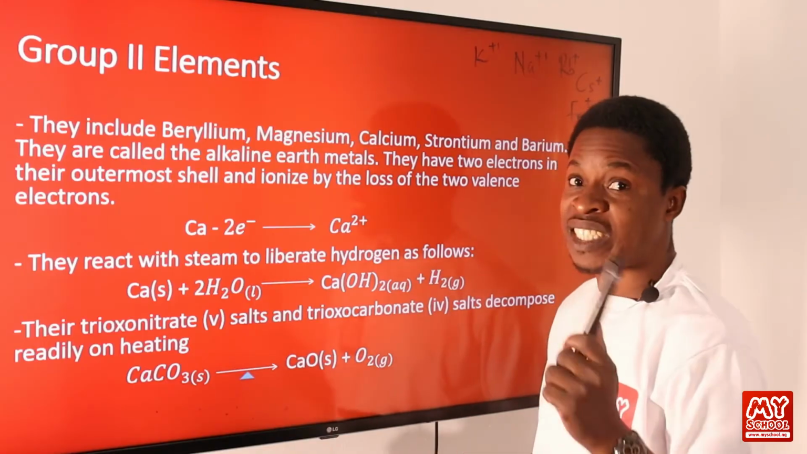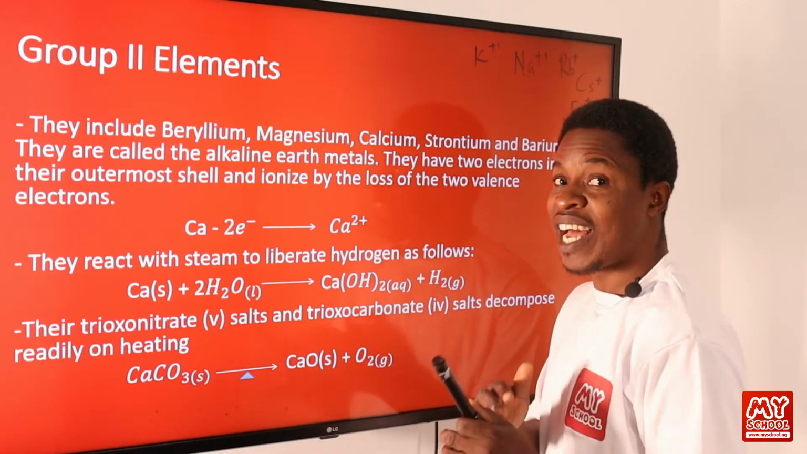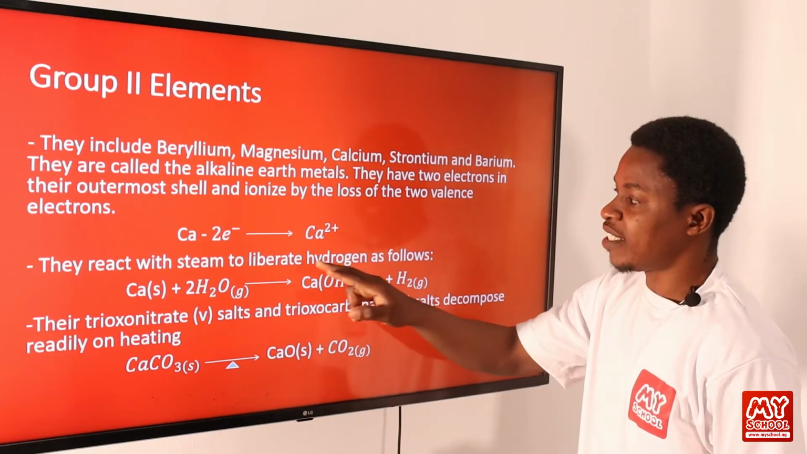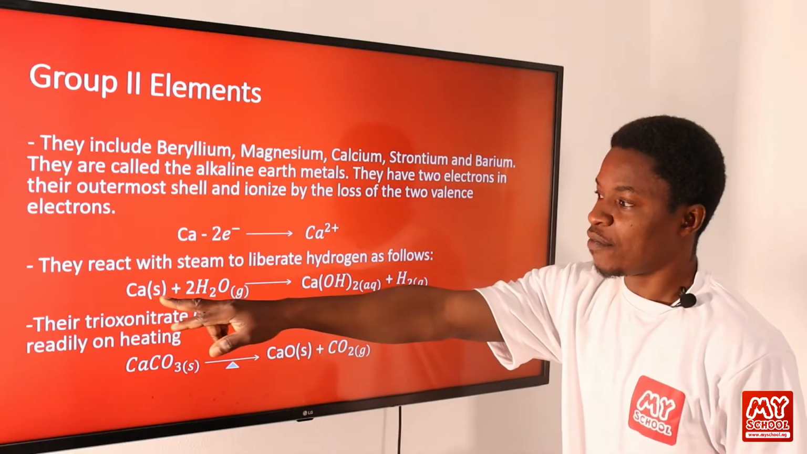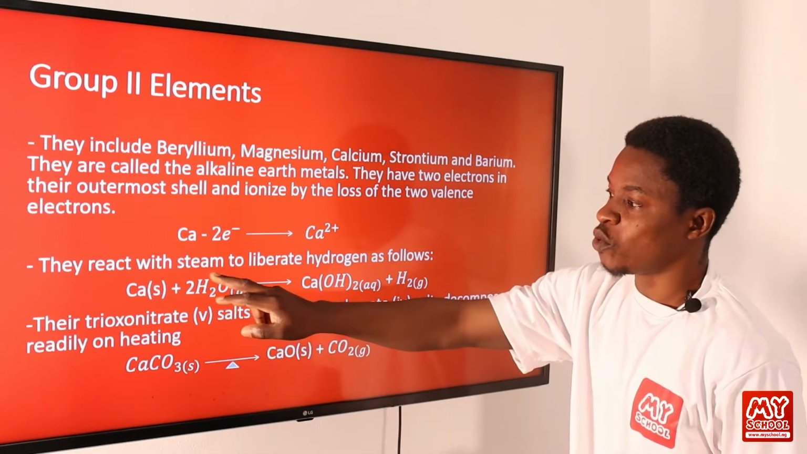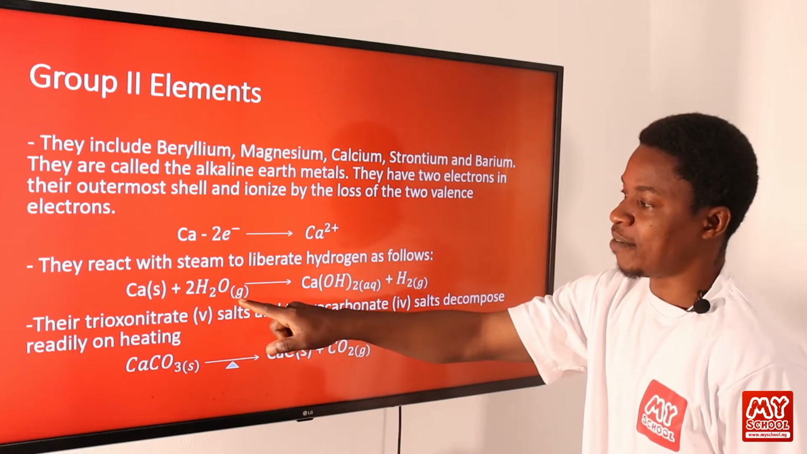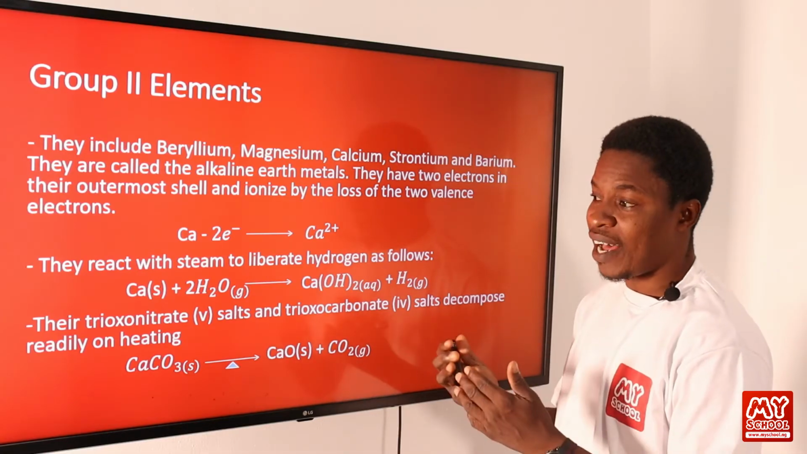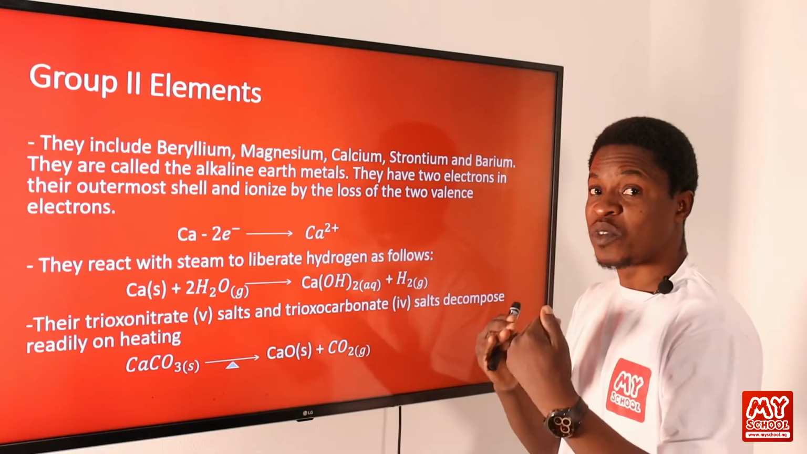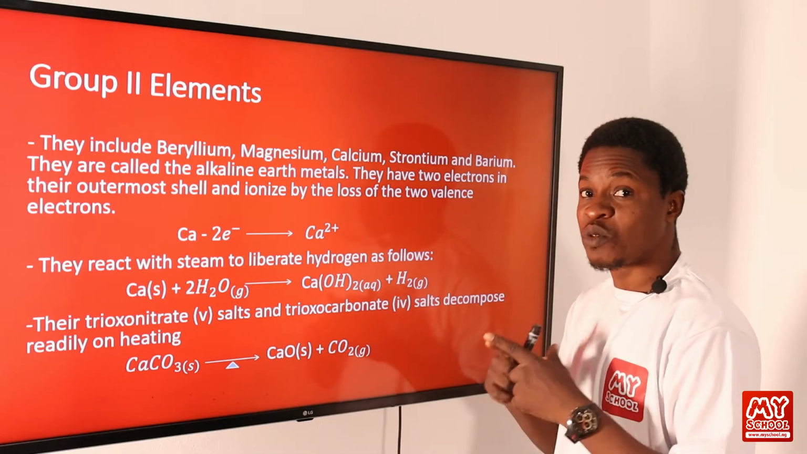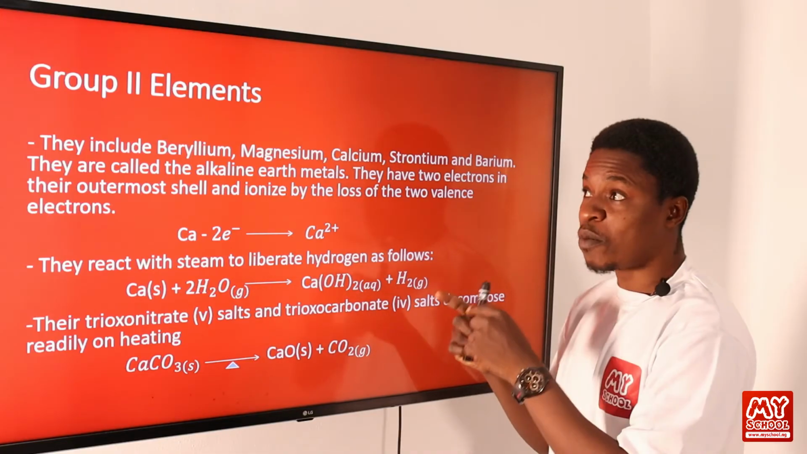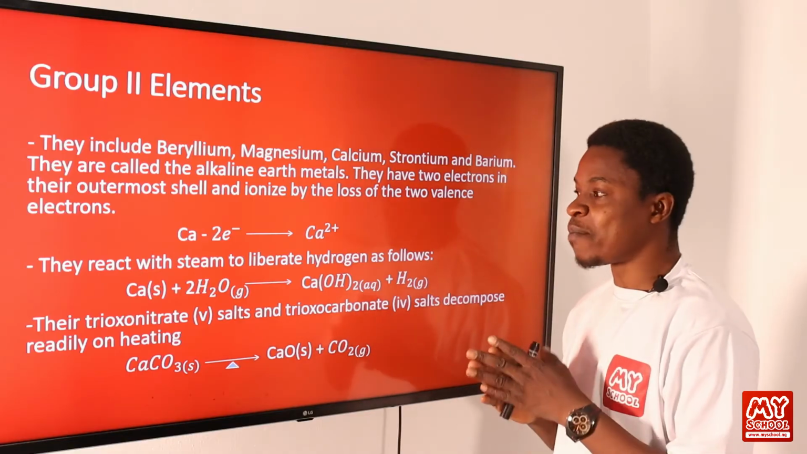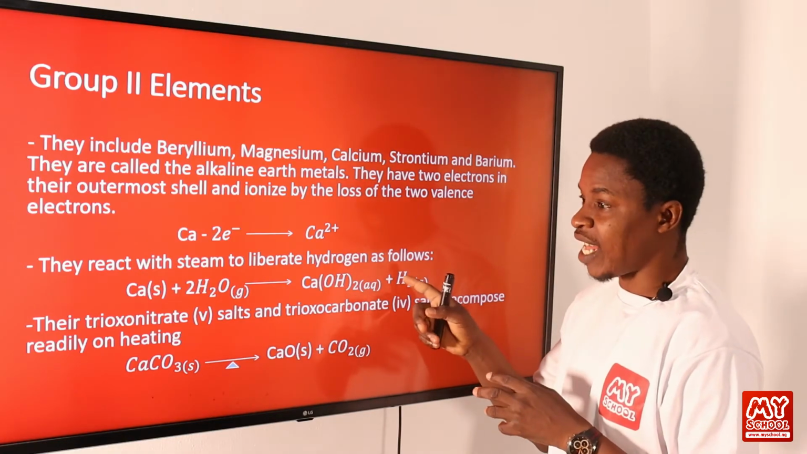They react with steam, not cold water. Group 1 elements react vigorously with cold water, but group 2 elements react with steam to liberate hydrogen as follows. We have calcium reacting with 2 moles of H2O. You can see it is gaseous because it is steam, to give us calcium hydroxide, and then hydrogen gas is given off. Remember, group 1 elements, the alkali metals, react with cold water vigorously to liberate hydrogen, but group 2 elements, the alkaline earth metals, react with steam, not cold water, to liberate hydrogen gas.